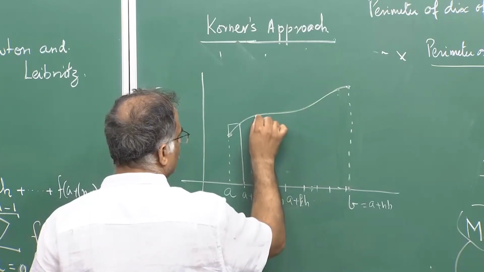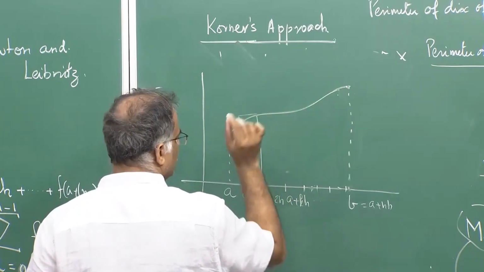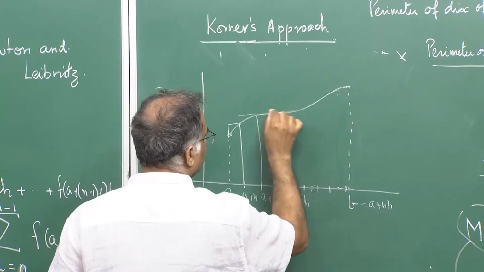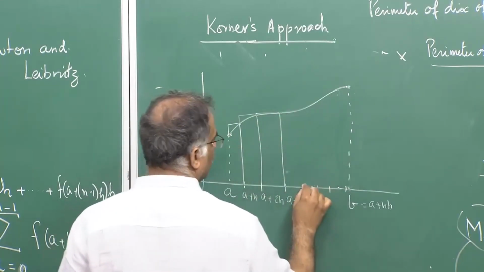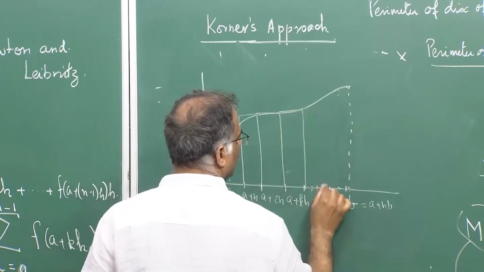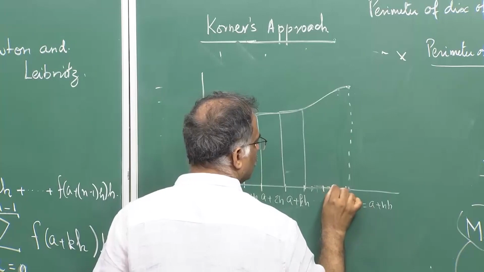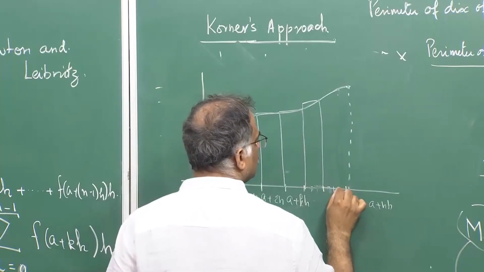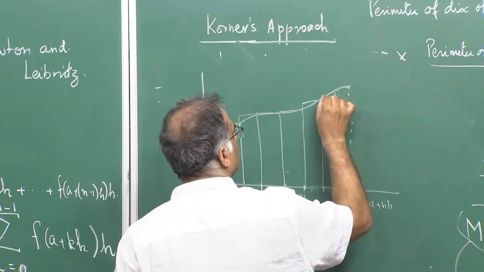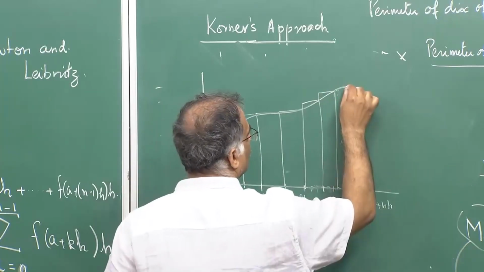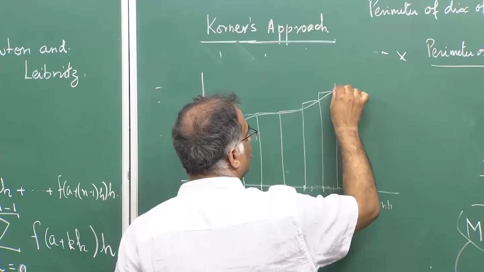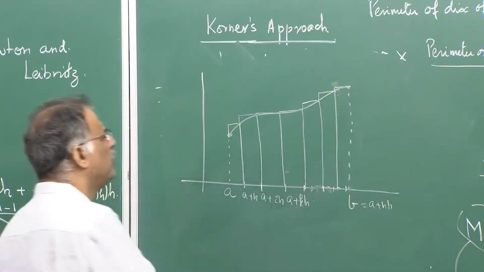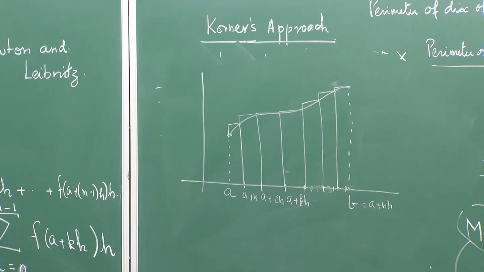Here you see the maximum value, create with this the rectangle. You will see these rectangles are overestimating. Here also the maximum value is here, and here the maximum value is here. You see the rectangle is overestimating. Here the maximum value is this, so this would be the rectangle. So the rectangles finally are overestimating. Similarly, you can draw. So what you have taken is the maximum value and the minimum value.